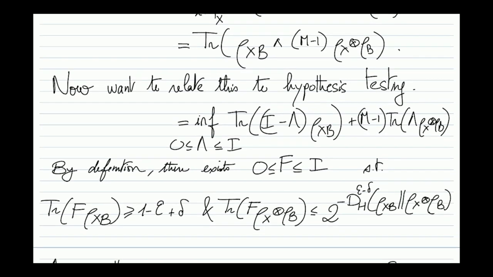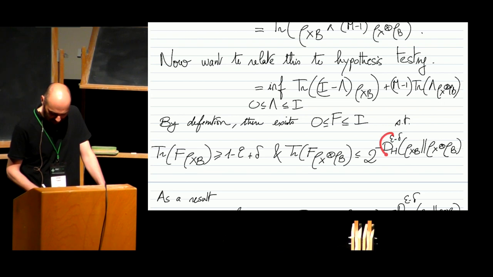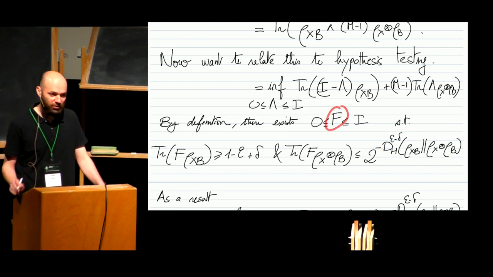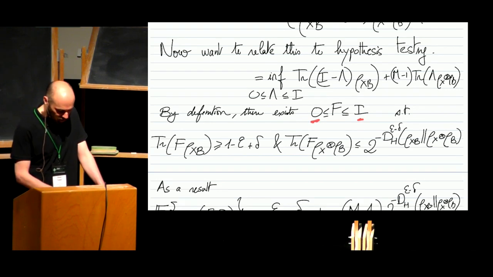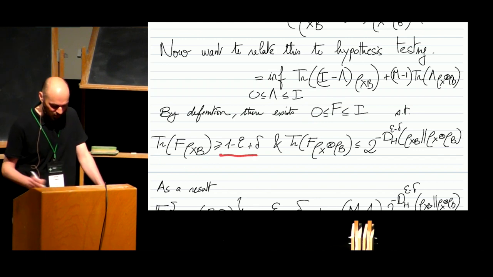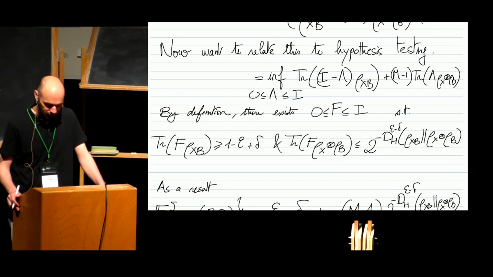Good. And now you see this is exactly the hypothesis testing setup. This is the lambda which distinguishes between my two states. This is the type 1 error probability, and this is the type 2 error probability. By definition of this hypothesis testing relative entropy, I have an operator F, a distinguisher, which is by definition between 0 and identity, such that the type 1 success probability is 1 minus epsilon plus delta, and the type 2 success probability is 2 to the minus the hypothesis testing relative entropy.